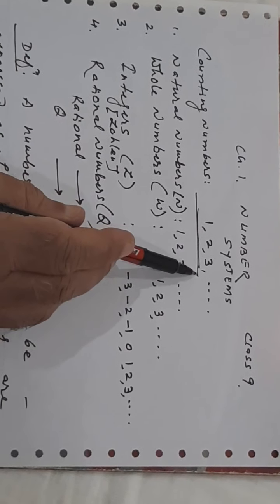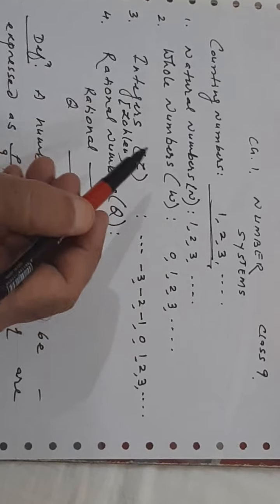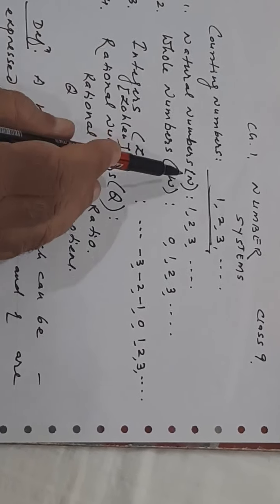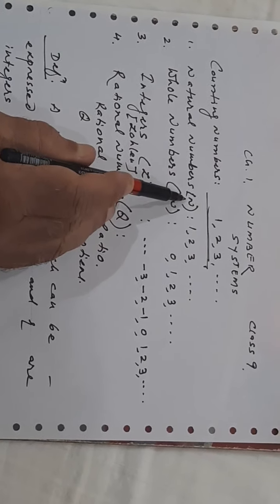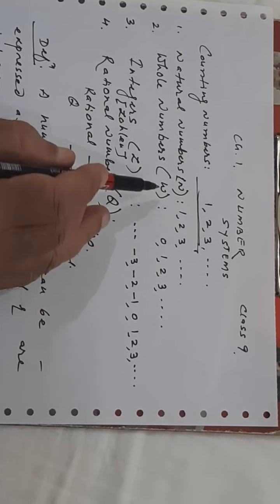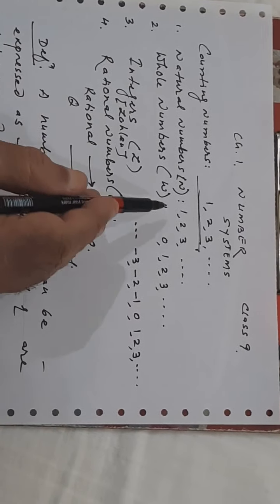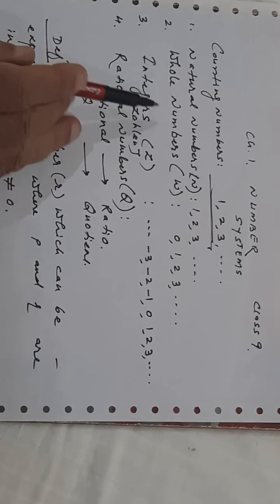As these counting numbers came to us naturally, these numbers are called natural numbers, and the natural number symbol is capital N: 1, 2, 3 and so on. This is your revision part. You have already done this, so we are beginning number systems, and this is the important thing which you must remember.